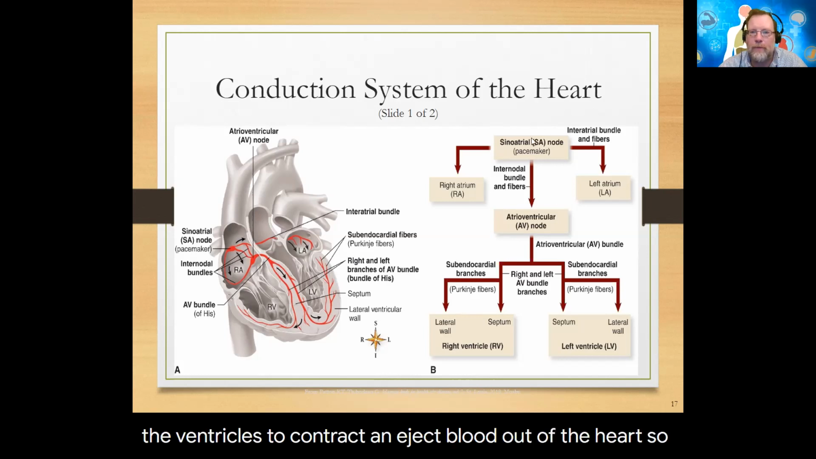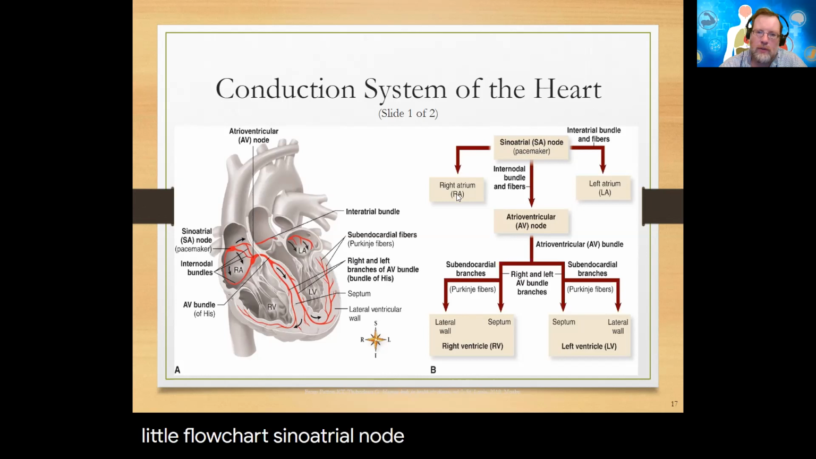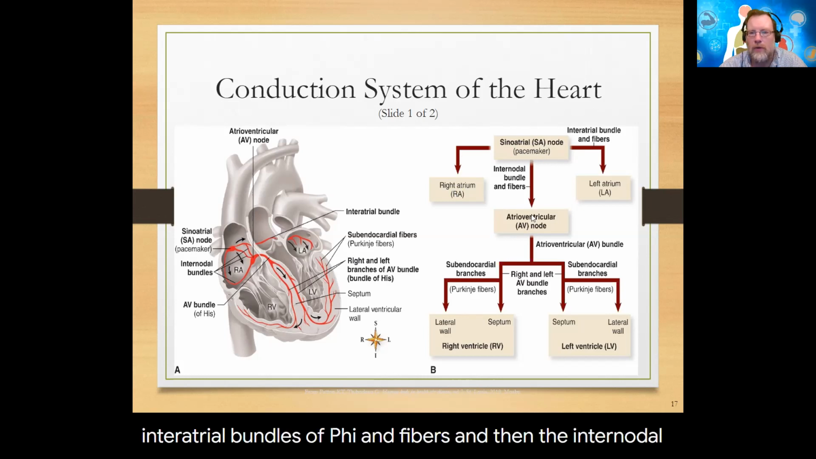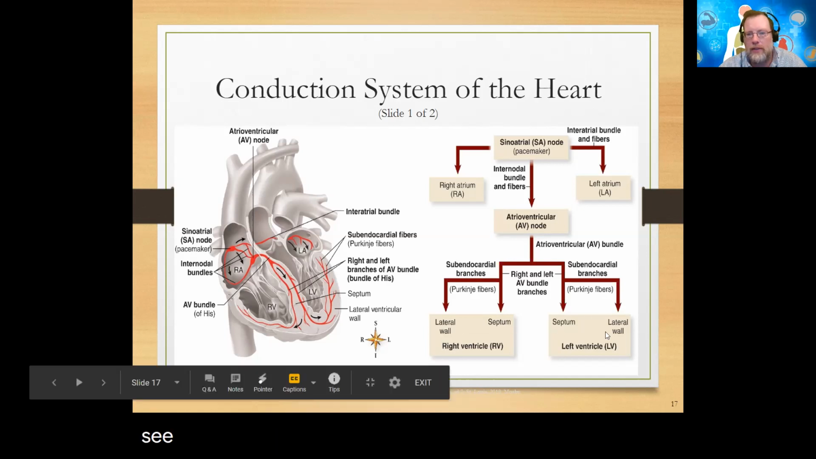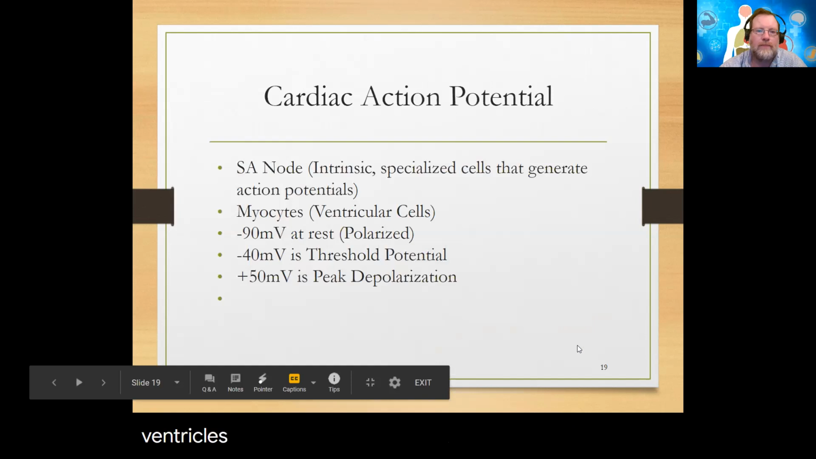So, little flow chart, sinoatrial node. We send the impulse to stay in the right atrium. If we go over to the left atrium, we call those interatrial bundles of fibers, and then the internodal bundles, of course, traveling between nodes. And then as we leave the AV node, we come again down into these bundle branches and ultimately out into the Purkinje fibers. And we can see these terminate in the myocardial aspects of the two ventricles.